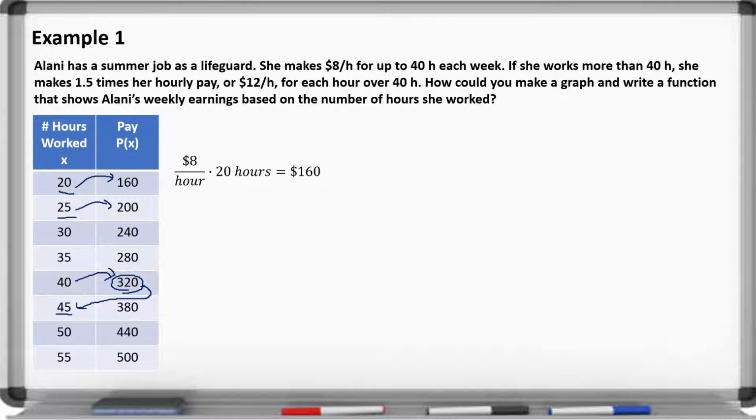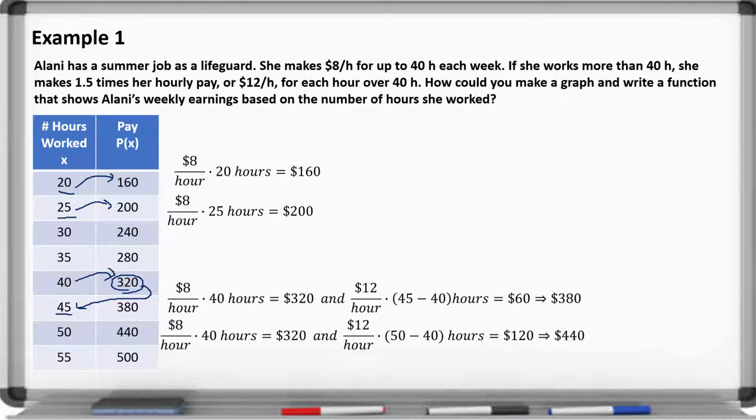All right, so let's show you that. At $8 an hour for 20 hours, we got $160. At $8 an hour for 25 hours, $200. $8 an hour for 40 hours is $320. Now, if we worked 45 hours, we subtract the 40 hours, and that gives us our overtime of 5 hours. So we got 5 hours of overtime at $12 an hour. That's $60. And if we add it together with the 320, we get 380.